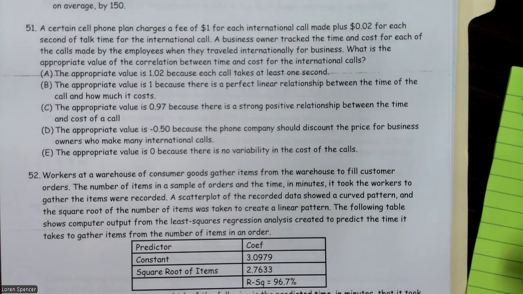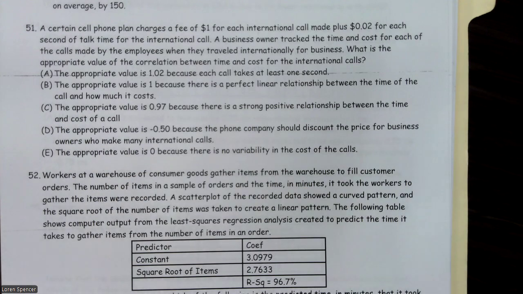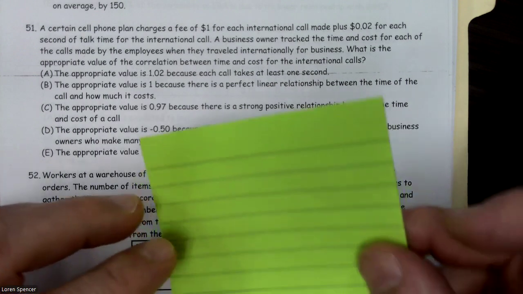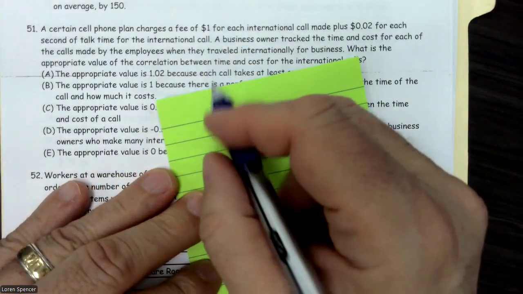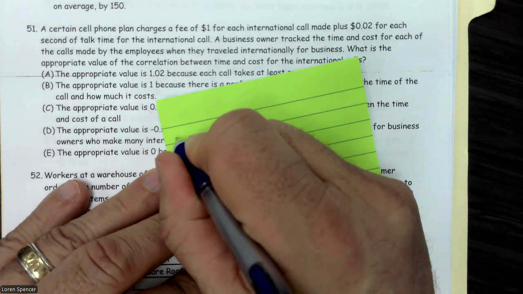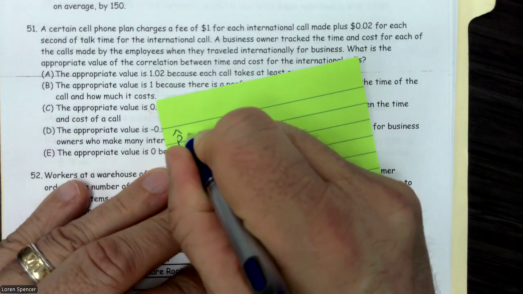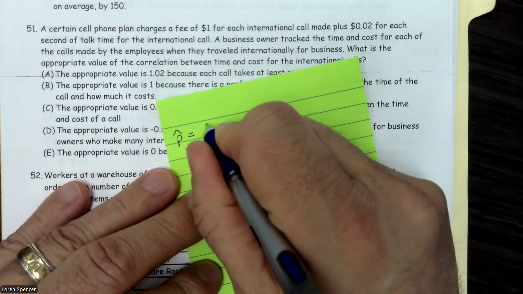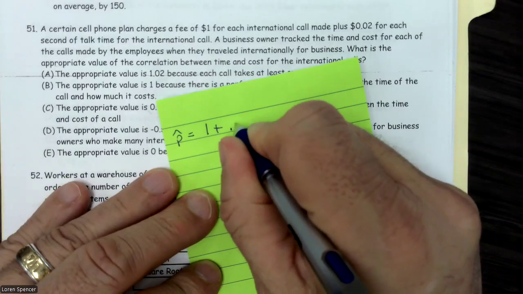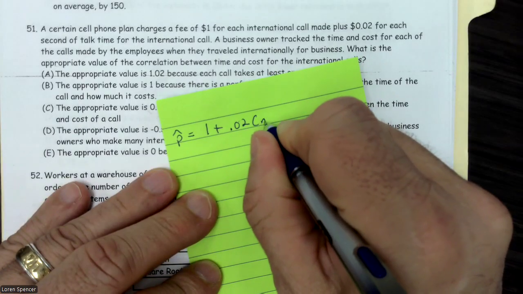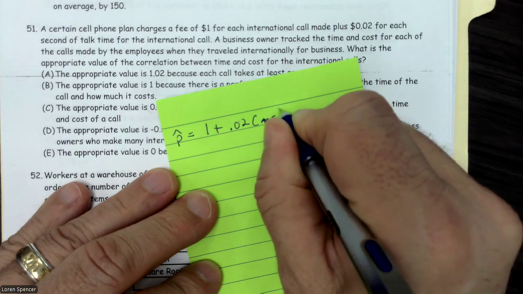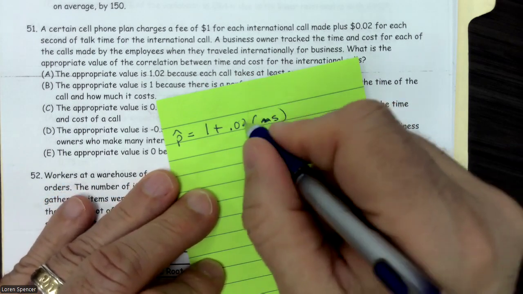A certain cell phone plan charges a fee of $1 for each international call made, plus 2 cents for each second of talk time for the international call. So basically, the price equals $1 plus 0.02 times the number of, I'll use S for seconds. So that's our equation line.